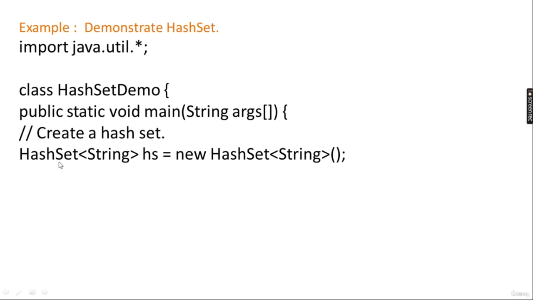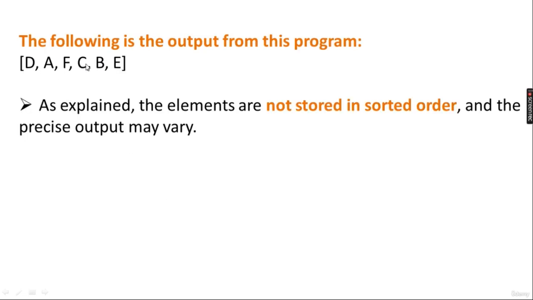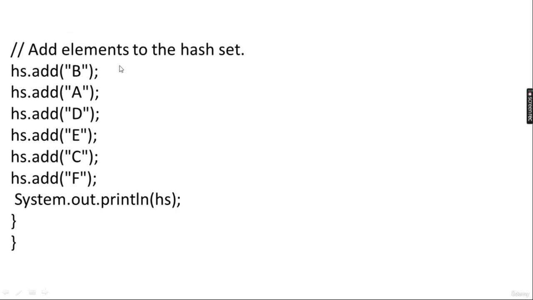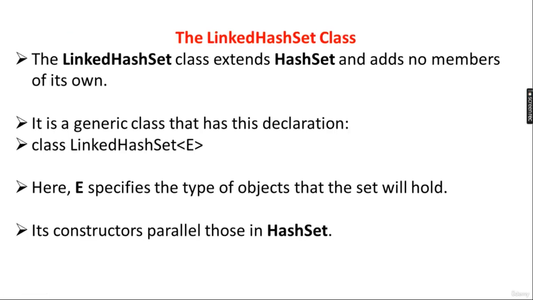Now a HashSet example. A HashSet of type String is created. We are storing elements B, A, D, E, C, F and printing the hash set. The output is D, A, F, C, B, E; depending upon the hashing value it is stored. Elements are not stored in sorted order, and the precise output may vary depending upon the system or your Java compiler.